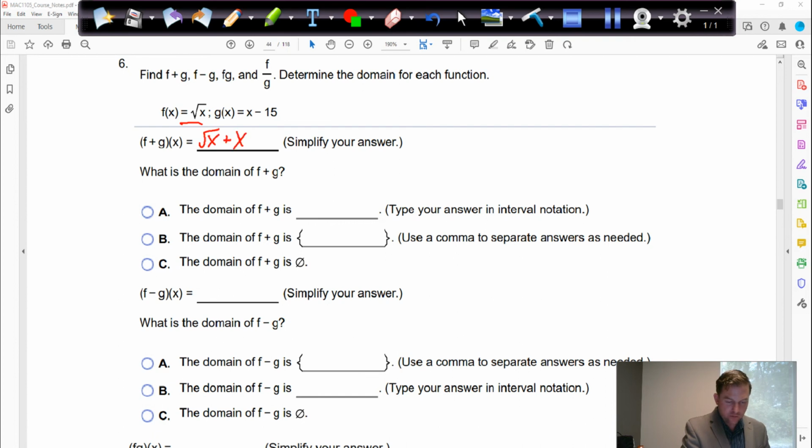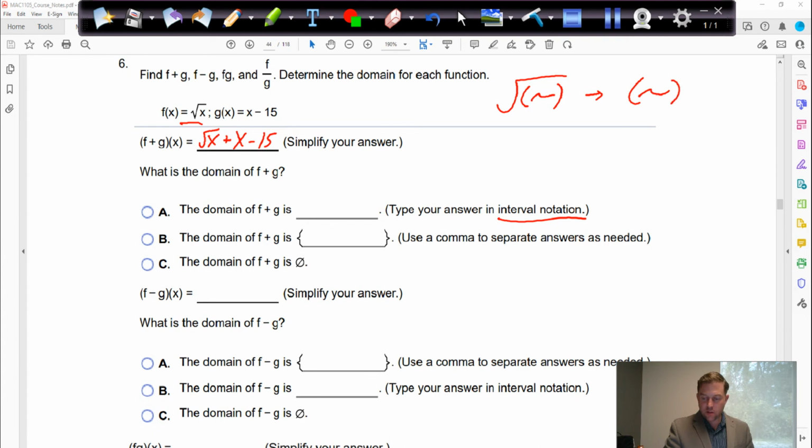plus this x here minus this 15. So we can just literally string those three terms together, and that's going to be the answer for the first part. Now, the domain in interval notation. What I said with square roots is whatever you have inside of here, you have to make sure that that is bigger than or equal to 0.